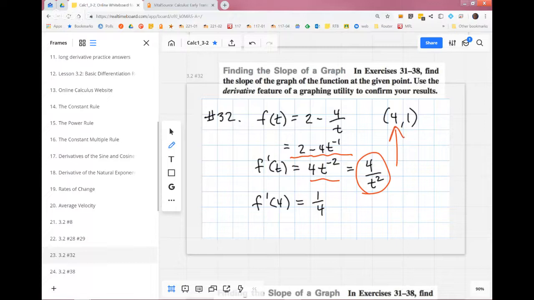Now, they asked to find the slope of the graph at (4, 1). So now, what's f prime at 4? Just plug in a 4 in place of t. You get 4 over 16, which simplifies to 1/4. So the slope of the graph at that point is exactly 1/4.